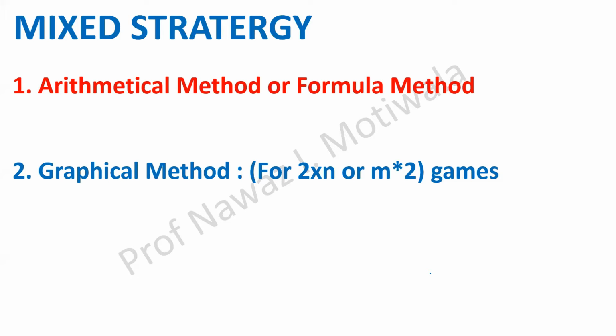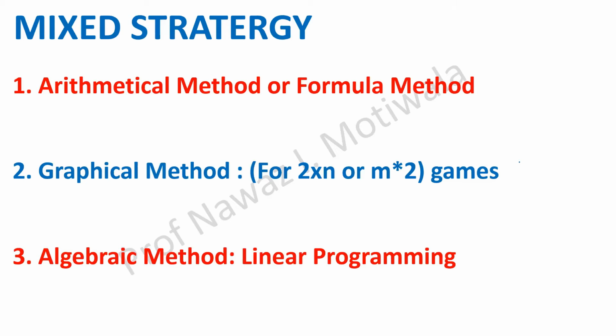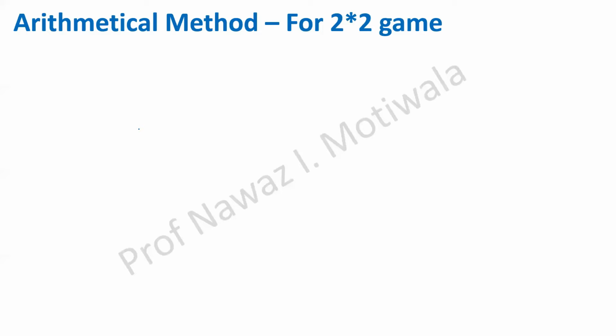What does it mean? It means that the game should have either 2 rows or it should have either 2 columns. Let us say if it is a 3 by 3 game, A के पास भी 3 strategy है, B के पास भी 3 strategy है, then this graphical method will not work. And the third method is algebraic method or linear programming method. So let us start with the first method, that is arithmetical method for 2 by 2 game.